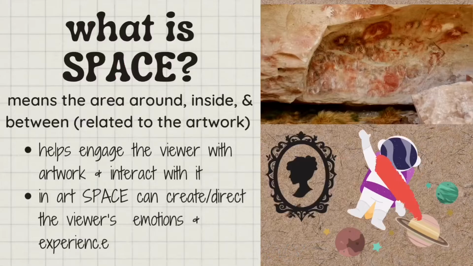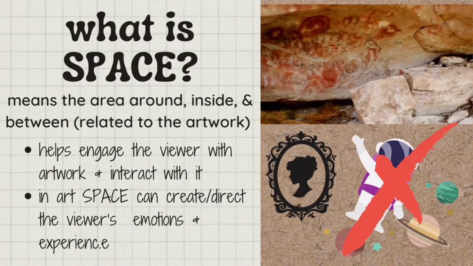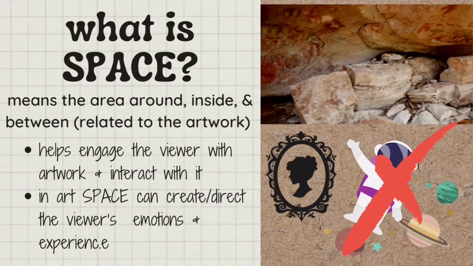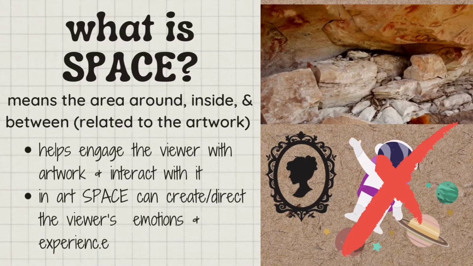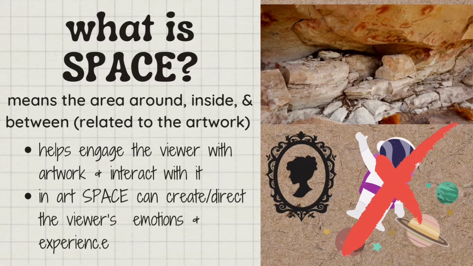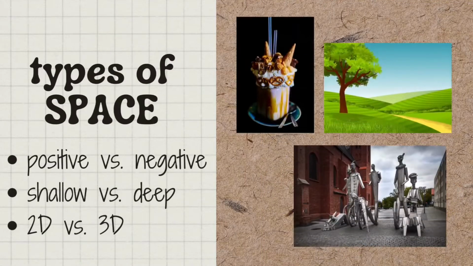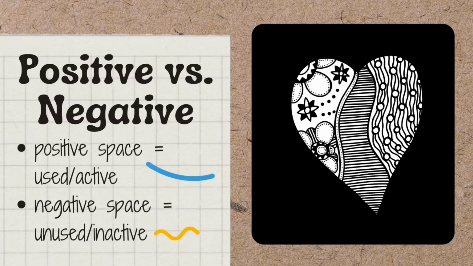What is space? Space means the area around, inside, and between, related to the artwork. Helps engage the viewer with the artwork and interact with it. An art space can create and direct the viewer's emotion. Types of space include positive and negative, shallow and deep, and 2D and 3D.